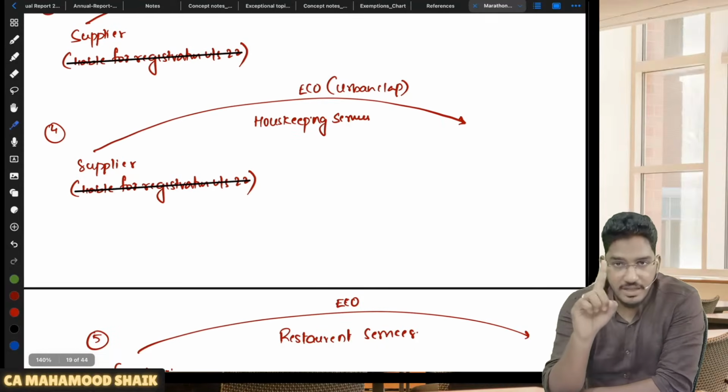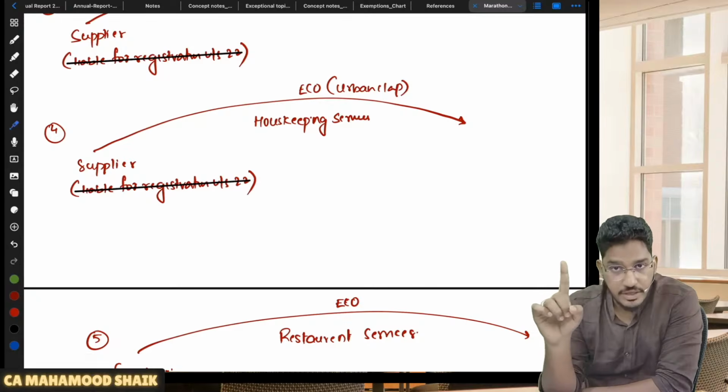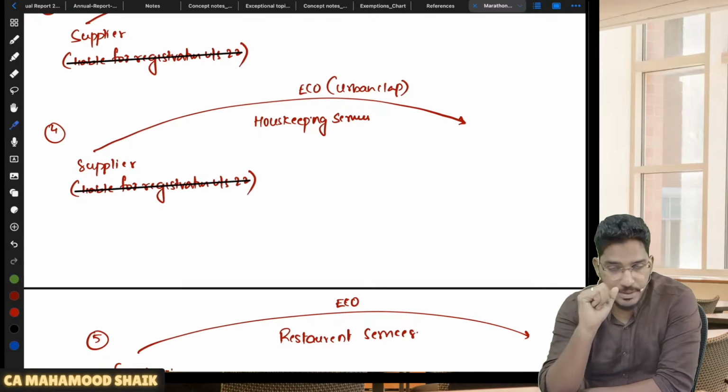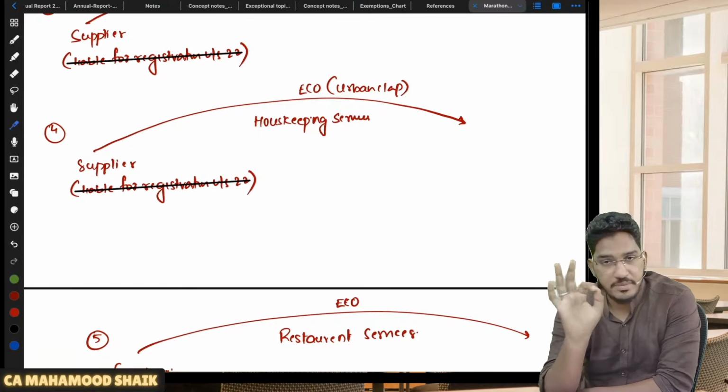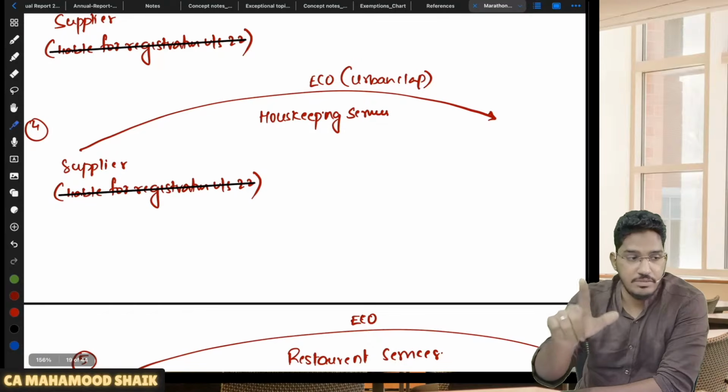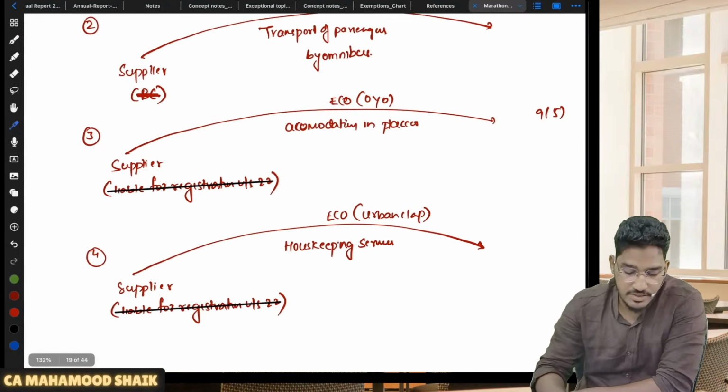Fourth one, a supplier who is not liable for registration under section 22, if they are providing housekeeping services through the e-commerce operator like Urban Clap, in that case also the e-commerce operator will pay the amount of GST. Sir, what if the supplier is already liable for registration? Forward charge mechanism, not 9(5). So 4 services we have covered till now.